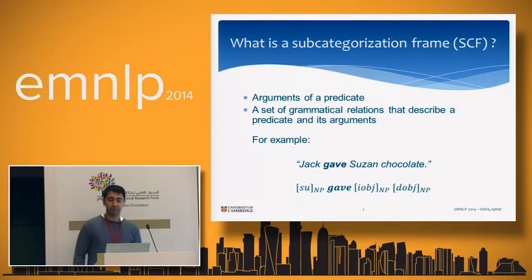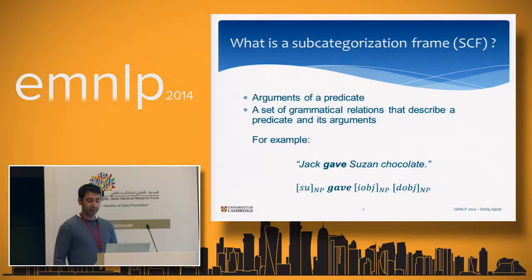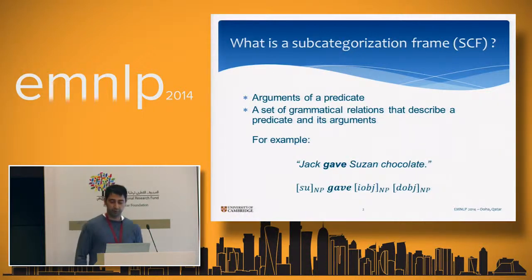A subcategorization frame is essentially a set of arguments to a predicate. More specifically, it's a set of grammatical relations that describe a predicate and its arguments. For example, Jack gave Susan chocolate. The predicate is gave, or give in lemmatized form, and the arguments are a subject, an indirect object, and a direct object.